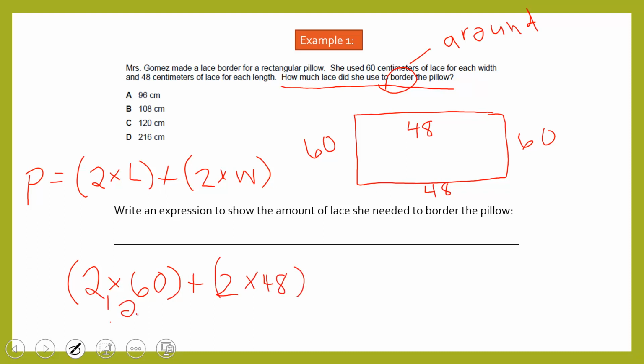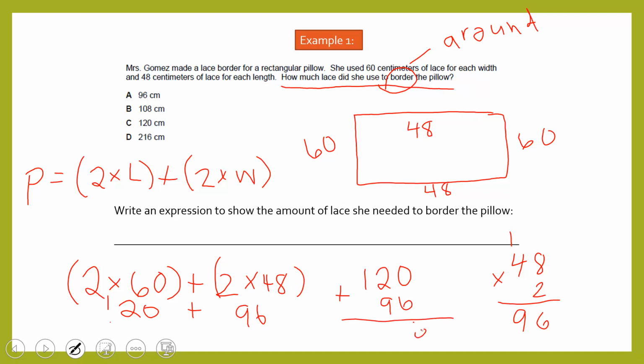2 times 60 was 120. I don't know 2 times 48, so I'm going to multiply. It is 96. So now I need to add 120 plus 96. I get 216 centimeters. D is my correct answer. If you would have chosen A or C, you actually only found 2 of the sides. They're trying to trick you.